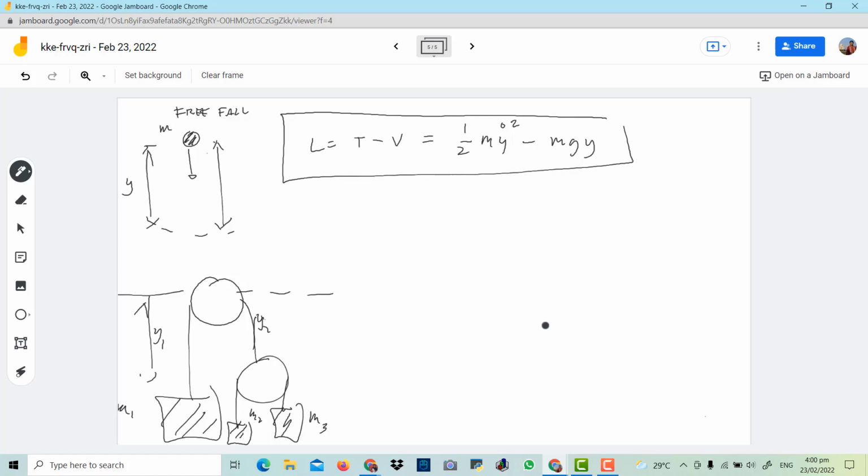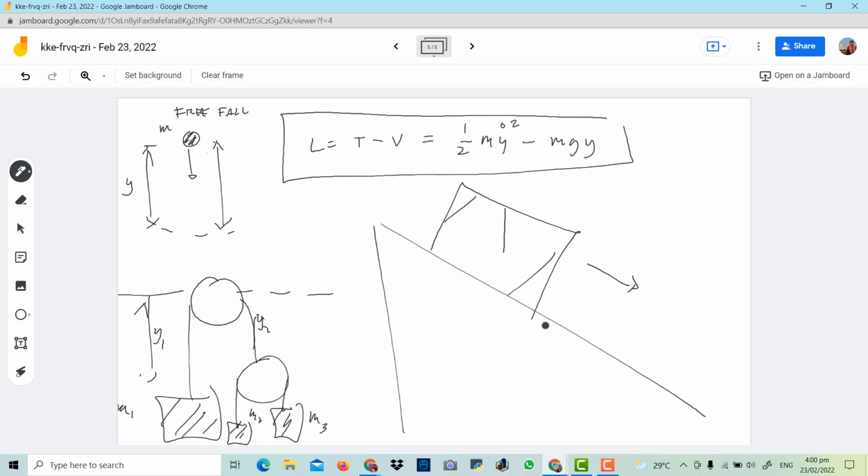I think I have already given this to you. There is an inclined plane with a mass moving in that direction, and inside the mass is a pendulum. So there are two masses: the block and the pendulum inside. The box is moving in that direction, and the pendulum is also swinging. The question is, what will be the equation of motion for the box and for the pendulum?